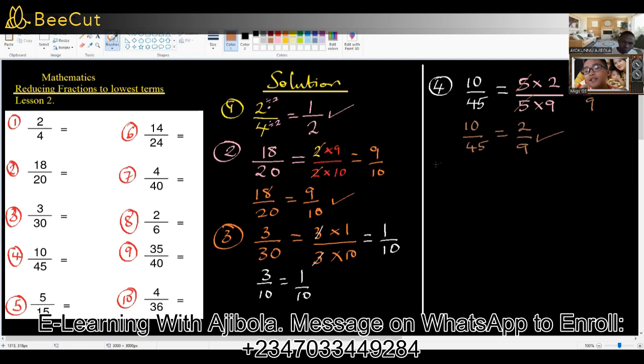Then number 5, I have 5/15. Now, I'm going to use 5 to divide them because 5 can divide both numbers. So I have 5 times 1 here. Then 5 times 3 is 15. Is that clear? Then you divide 5 by 5. Then you have 1/3. So I can say 5/15.